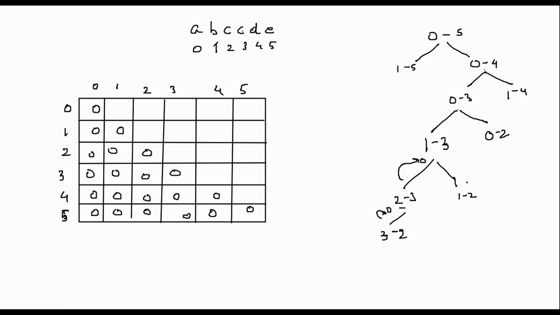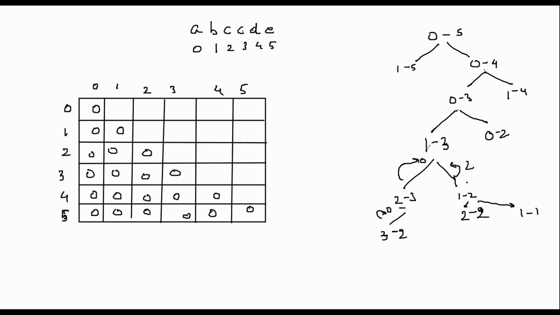So 1 to 2. These two are not matching. So I need to make one insertion at the end. And my next step would be 2 to 2, or it would be 1 to 1. So 2 to 2 is also 0 and 1 to 1 is also 0. So both the sides would return 1 only. So 1 plus 1, this would return 2.